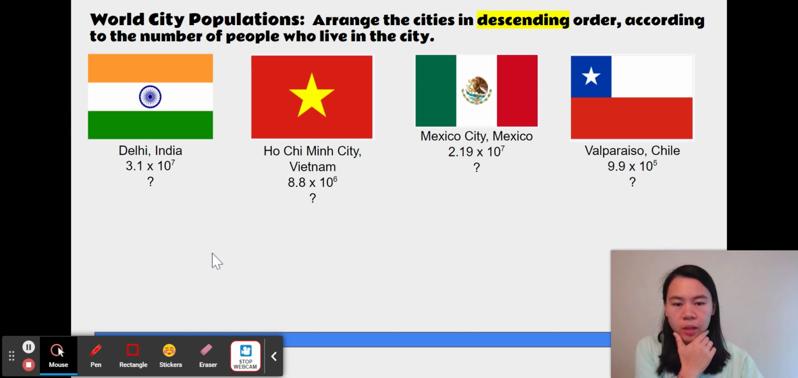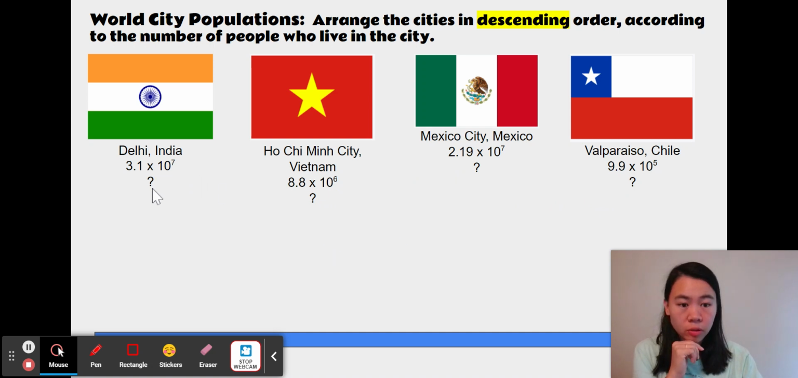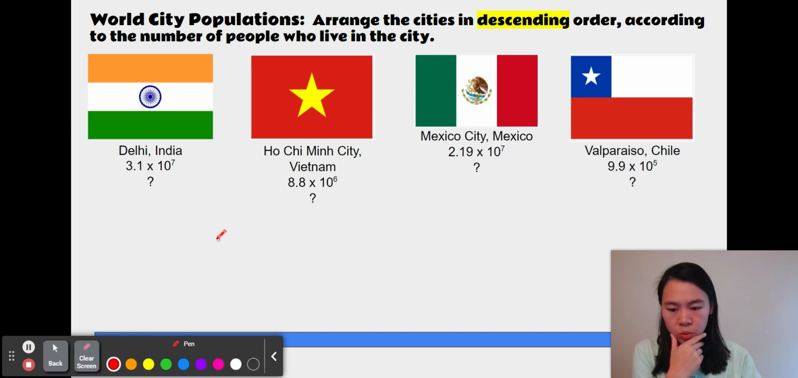Okay, world city populations. Arrange the cities in descending order according to the number of people who live in the city. So these are the number of people that live in India, Vietnam, Mexico, and Chile in these different cities. We're going to first convert them into standard form, so the original number with all of its zeros, and then order them in descending order. Okay, so I'm actually going to switch up this order a little bit.